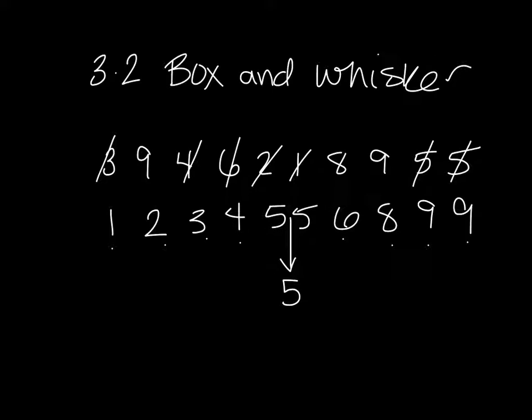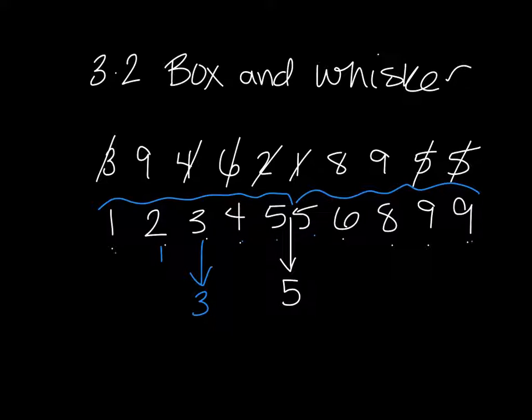Now I'm going to find the median of the bottom half, so just these guys right here. And so I work my way down, and I see I have 3 in the middle, so 3 will be my median there. And then I want to find the median of the top half, so work my way down, and I have 8. All right, so now we can start graphing.